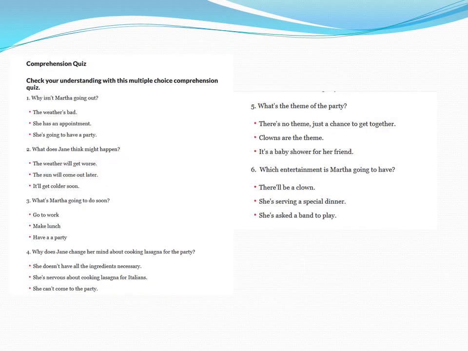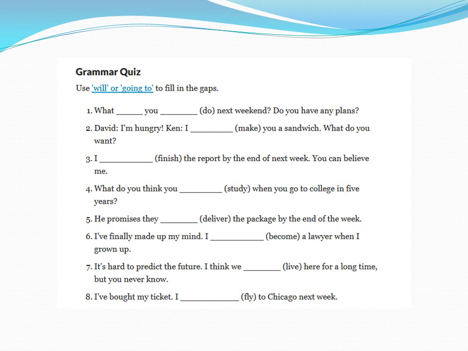After reading the dialogue on planning a party, the students will have a comprehension quiz in which they will be evaluated to see if they really understood what they read about the activity. Right here, we also have a grammar quiz in which the students will have to fill in the blanks or the gaps with the right form of will or going to referring to the future tense.